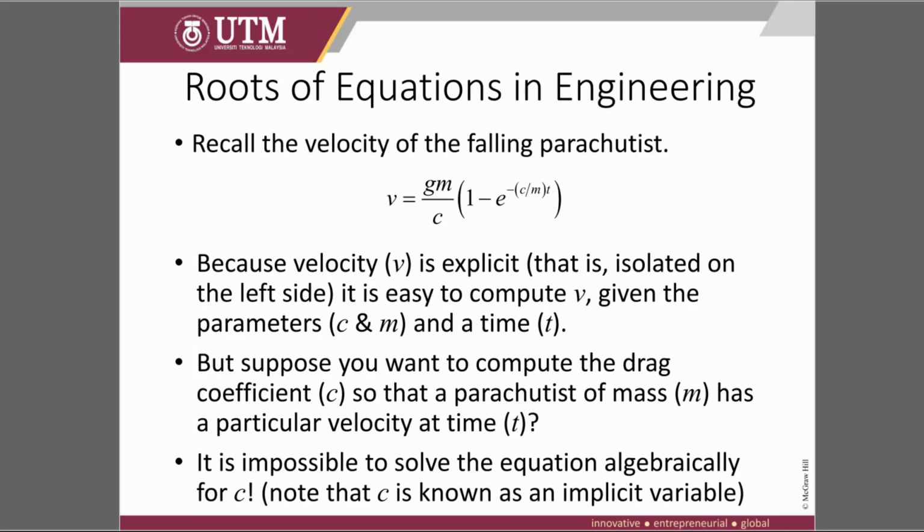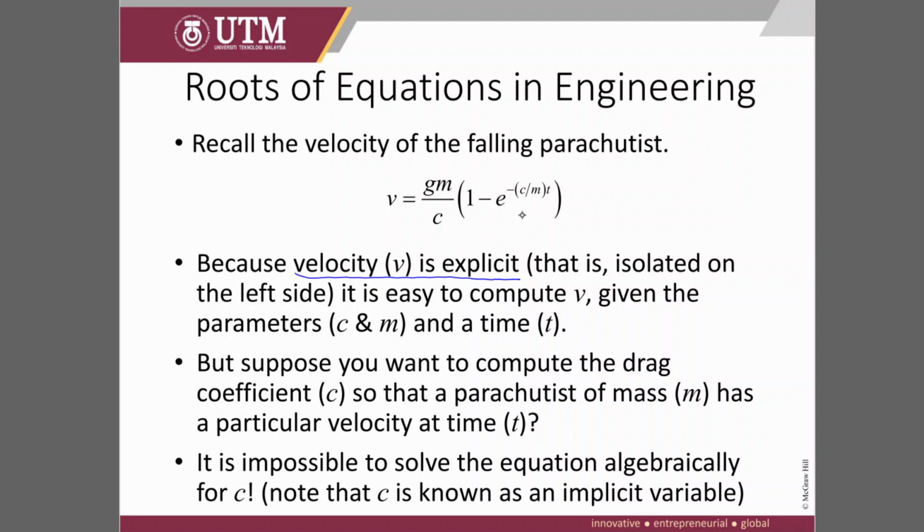Remember this problem? I think I gave you a quiz. I don't think anyone got the solution. It says here, record the velocity of the falling parachutist, which is given by this equation, V equal to GM over C and so on. Note that velocity is explicit in this case. What is explicit? It means that it can be isolated on the left-hand side. So V is all alone by itself on the left-hand side.